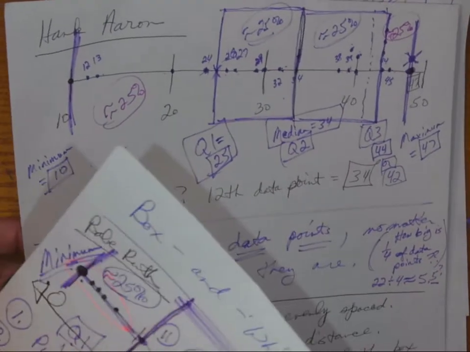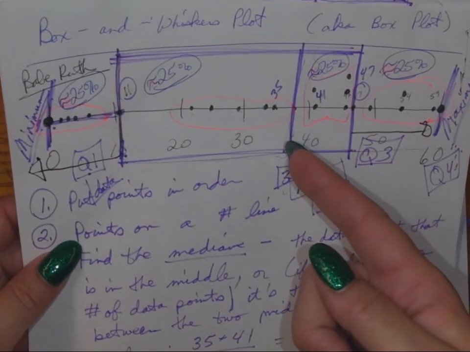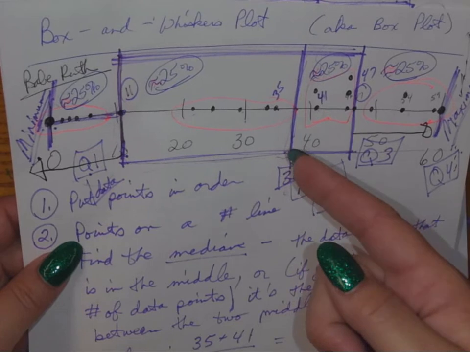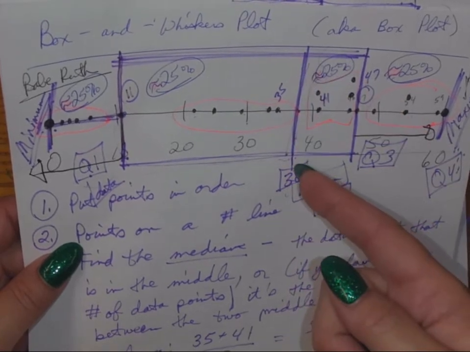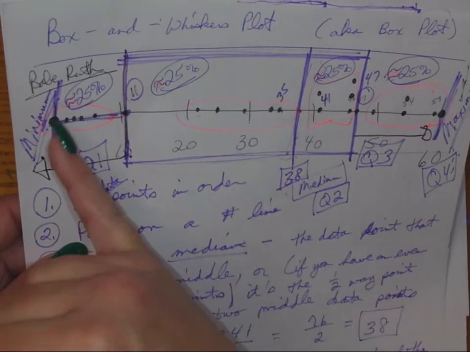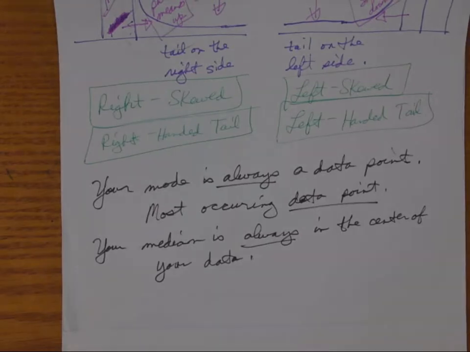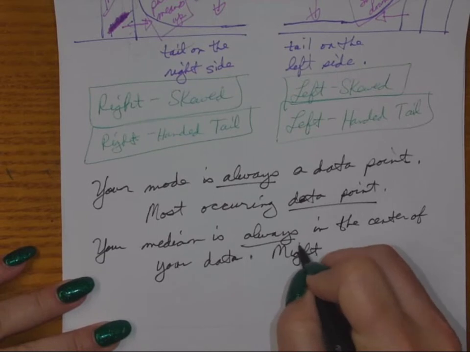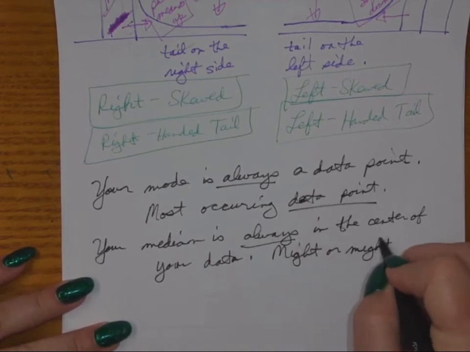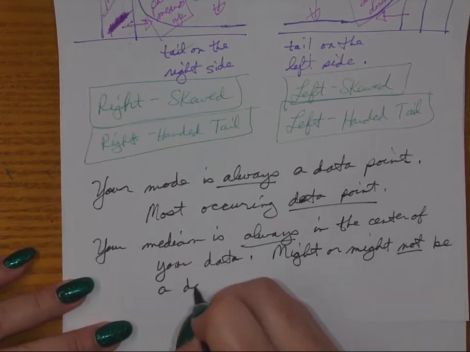But remember, for Babe Ruth, and again, it doesn't look like his median's in the center of his graph, right? But it is in the center of his data points. And for Babe Ruth, remember, his median is not a data point, and that's because there was an even number of data points. So there were 11 below and 11 above. Okay, so the median does not have to be a data point. It might or might not be a data point.